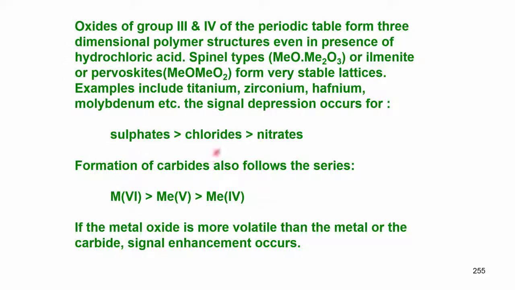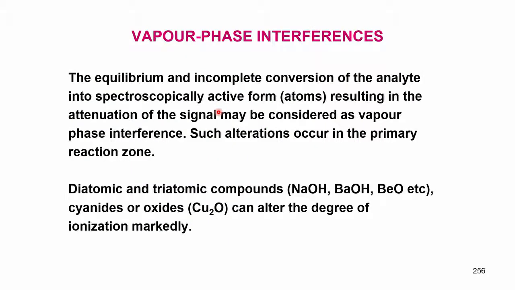So, if you are determining titanium, zirconium, hafnium, etc., we say don't try flame, try some other method of analysis, because the sensitivity is low, interference is more. So, now we will talk a little bit about vapor phase interferences. The equilibrium and incomplete conversion of the analyte into spectroscopically active form, that is atoms only, resulting in the attenuation of the signal, that is attenuation means decrease of the signal, may be considered as vapor phase interference.